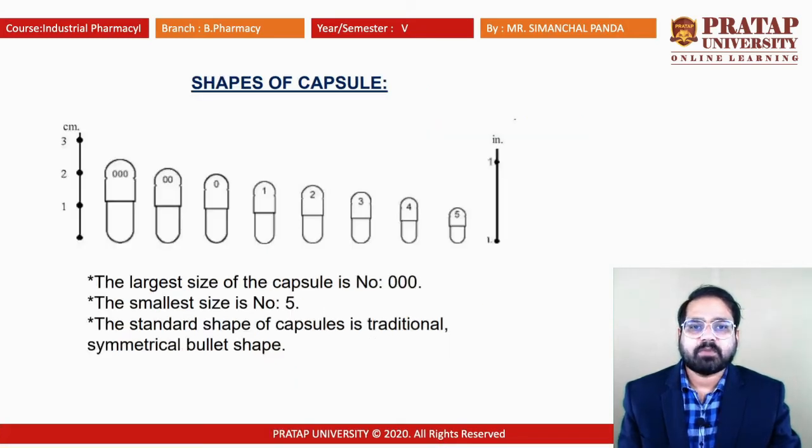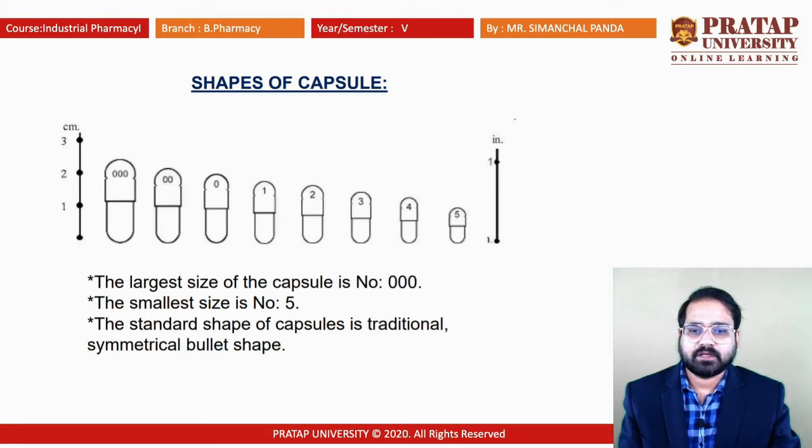There are different types of capsules available in the market. Those are sizes 000, 00, single 0, 1, 2, 3, 4, 5. So these are the different sizes of the capsule, and they have their proper volume. The smallest size is 5 and the largest one is 000. The 000 is not used for human medicament. These are used generally for veterinary purposes.